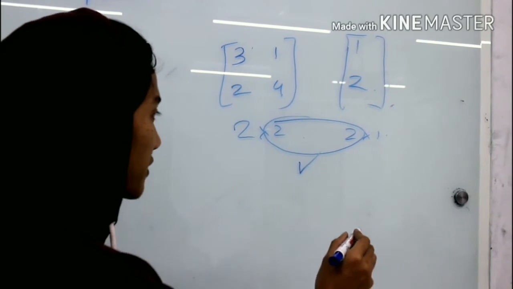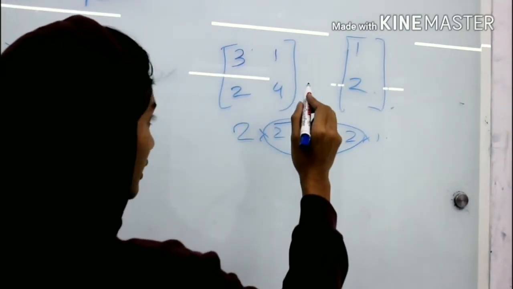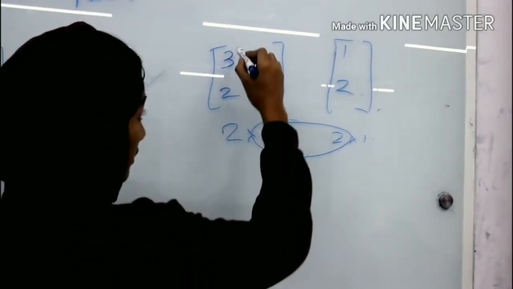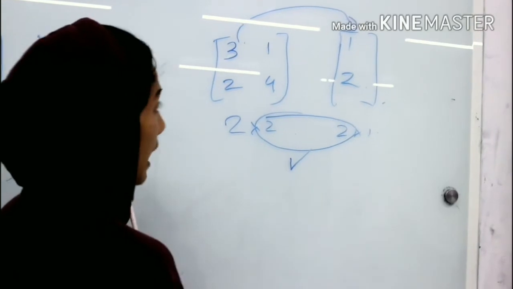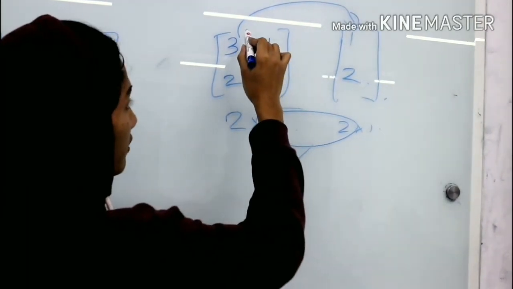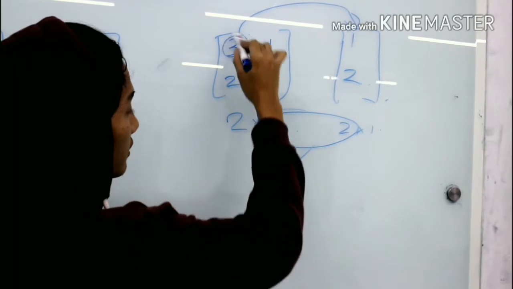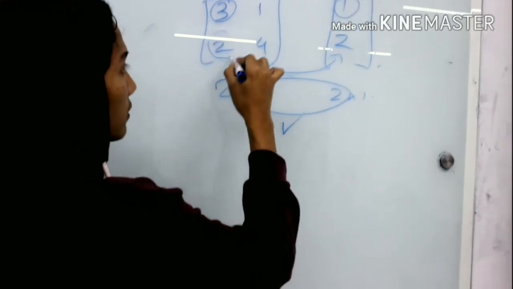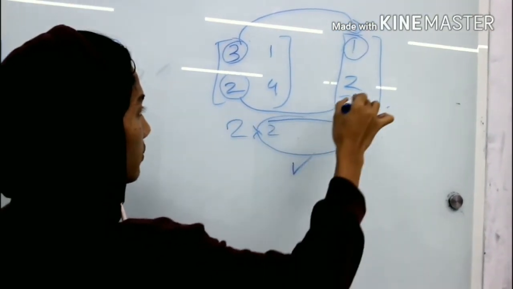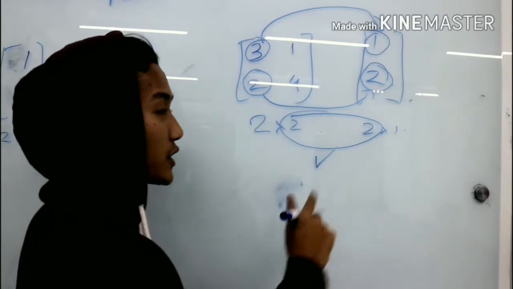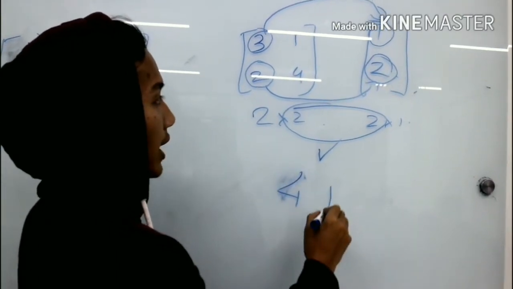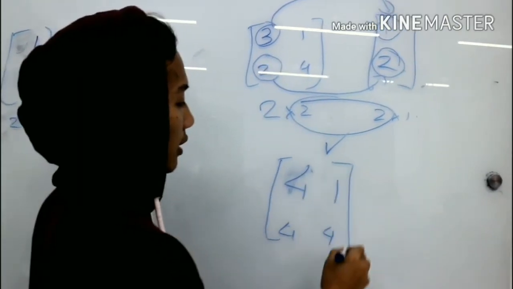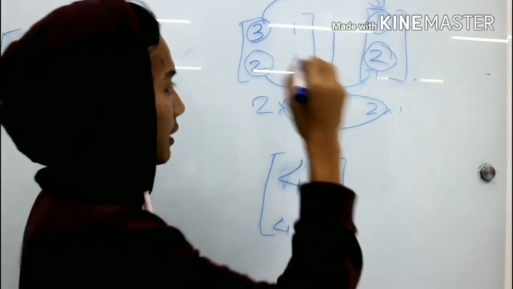So first thing first, I will do the sum of this matrix. We must sum the first row and first column of this matrix with this, and also we sum this with this. The second row and second column of this matrix with the second column. The result of this matrix is 4, 1, 4, 4.